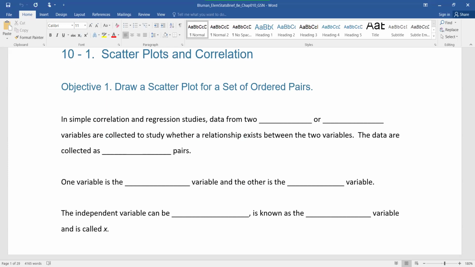So in 10.1, we're going to talk about scatter plots and the correlation between them. We'll show you how you can draw a scatter plot for a set of ordered pairs. I'll also show you how the calculator can draw a scatter plot for you as well. Some of y'all might recall how we do that, once I show you again.